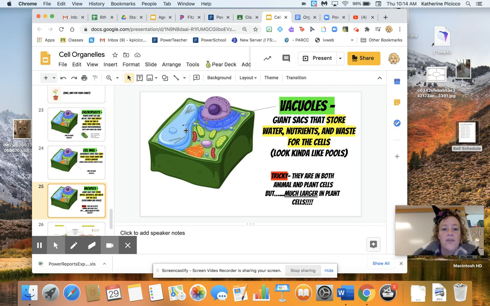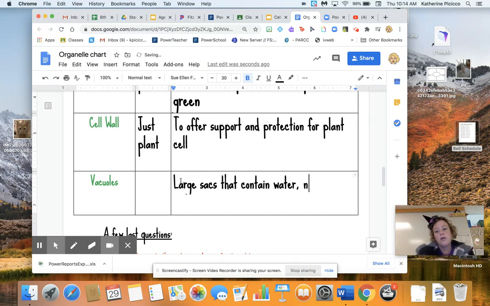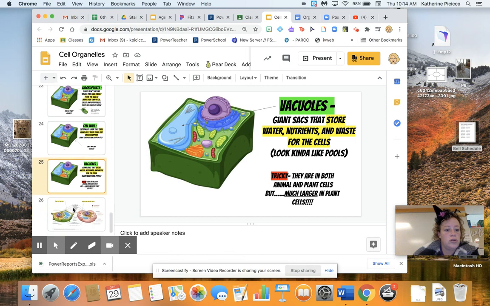So if you look at the cell and there's this large sac of what looks like water in it, and the cell is round or square shaped, that's definitely a clue for the plant cell, right? So that's called a vacuole. So let's go ahead and type that in. Vacuoles are large sacs that contain water, nutrients, and waste.